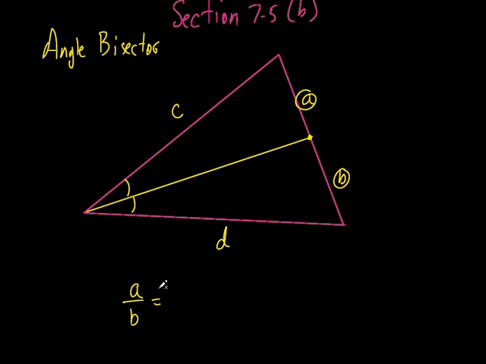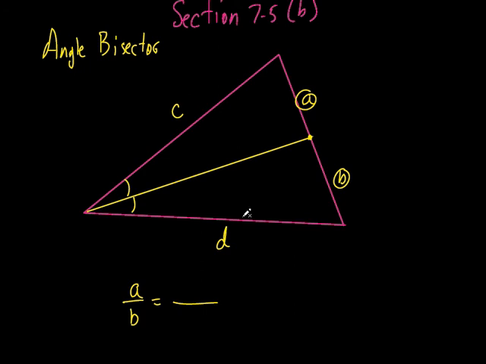Everybody see that? This is the only time it works, when you have one triangle and you bisected this angle. So if I bisected this angle, it hits right there. It splits this side into two little sections, this little section A and this little section B. If I compare A to B, what do you think that's going to equal? A to B is equal to what? C to D, that's right.